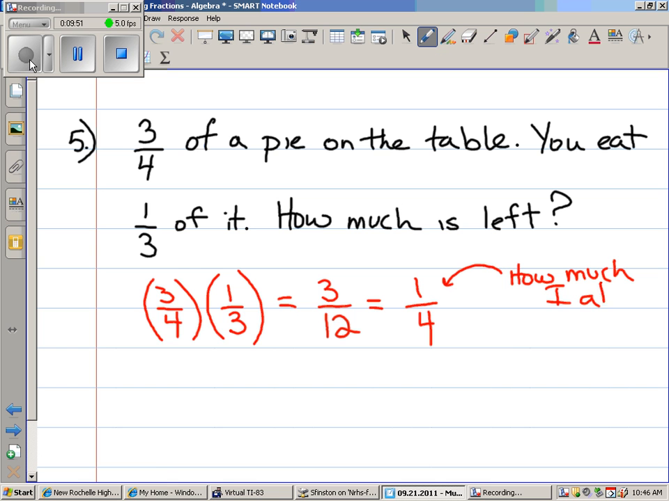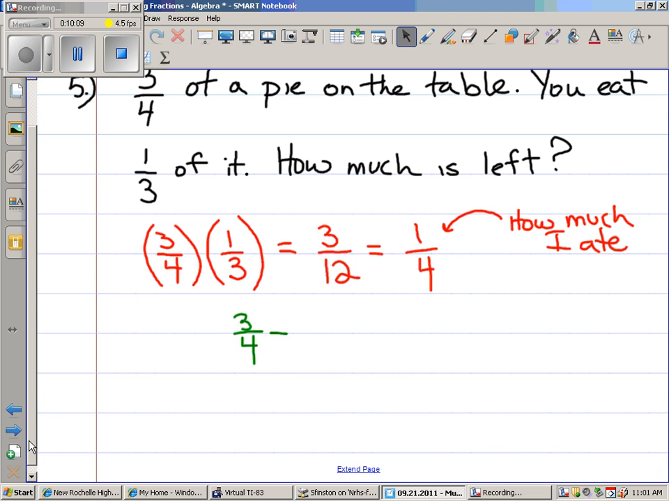But the question asks, how much is left? And so we started with 3/4. Sorry, we had a fire drill. So where are we going with this? We had 3/4 of the pie. 1/4 is how much I ate. Subtract the 1/4 from the 3/4, and you get that there should be 2/4 or a half remaining.